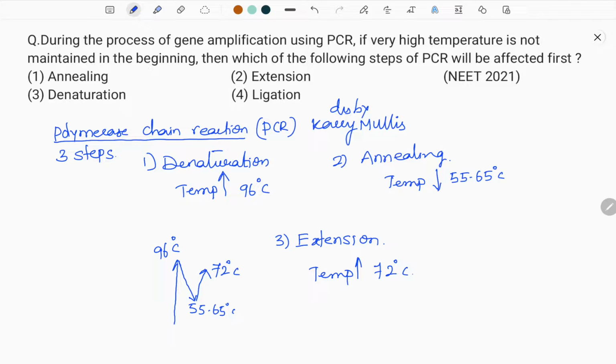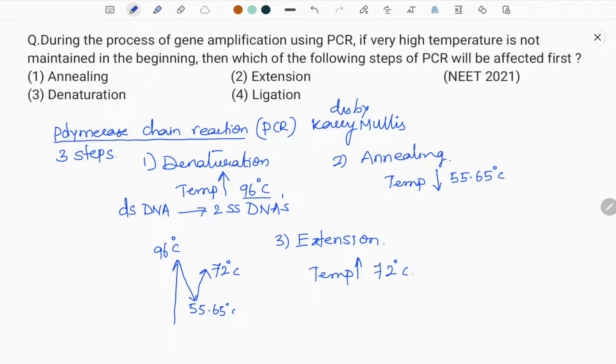Now the question arises, why are we raising and lowering the temperature? We raise the temperature to separate the two DNA strands. We know that DNA is double-stranded, so double-stranded DNA will convert into two separate molecules of single-stranded DNA. Why? If you don't convert dsDNA into ssDNAs, then the two strands cannot act as templates and cannot form the new two strands. So to allow them to act as templates, the two DNA strands need to be separated. At 96 degrees Celsius they get separated.